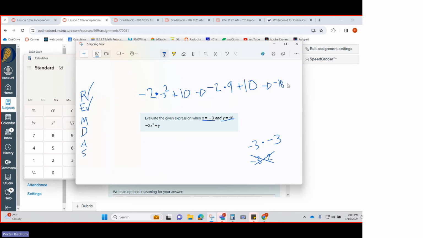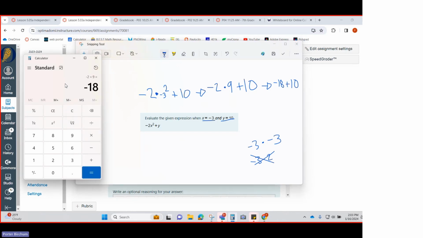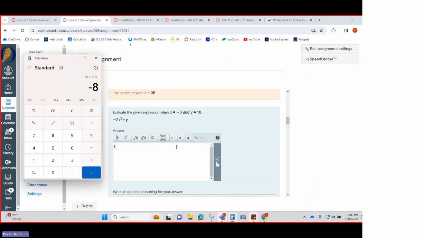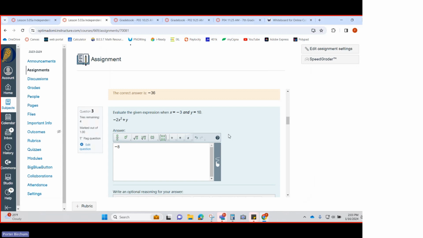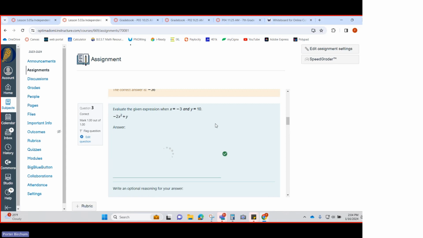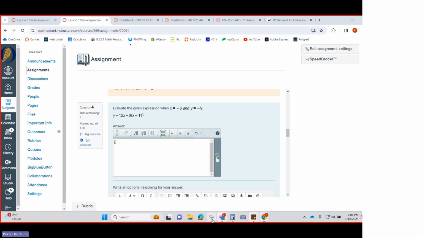Negative 18 plus 10. Instead of negative 2 times 9, I write negative 18, then plus 10. I am $18 in debt, and I make $10. I'm still not out of debt, but how much money do I owe? 8. Negative 8. Your numbers for your question will be different, but they will be very similar. So I think you can use similar steps to solve your question as I did with my question.